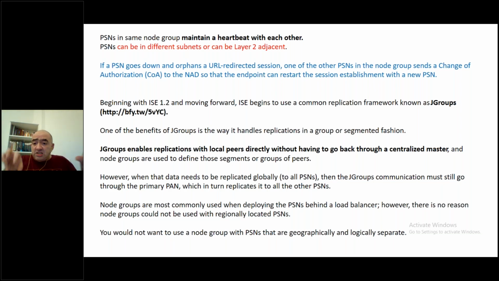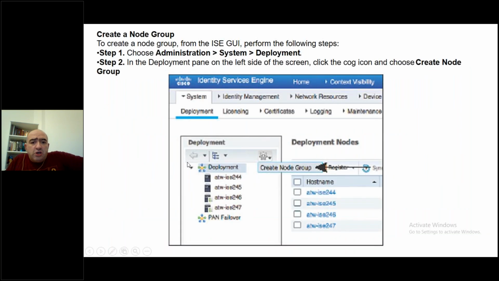Heartbeat. The members of PSNs in the same group can exist in different VLANs or different subnets, no issues. Starting from ISE 1.2, ISE is using the node groups framework, and the node groups framework is what makes our PSNs capable of talking to each other and sending information about any changes to each other directly, without the need to go to the PAN, to the primary PAN. This is with the help of node groups.